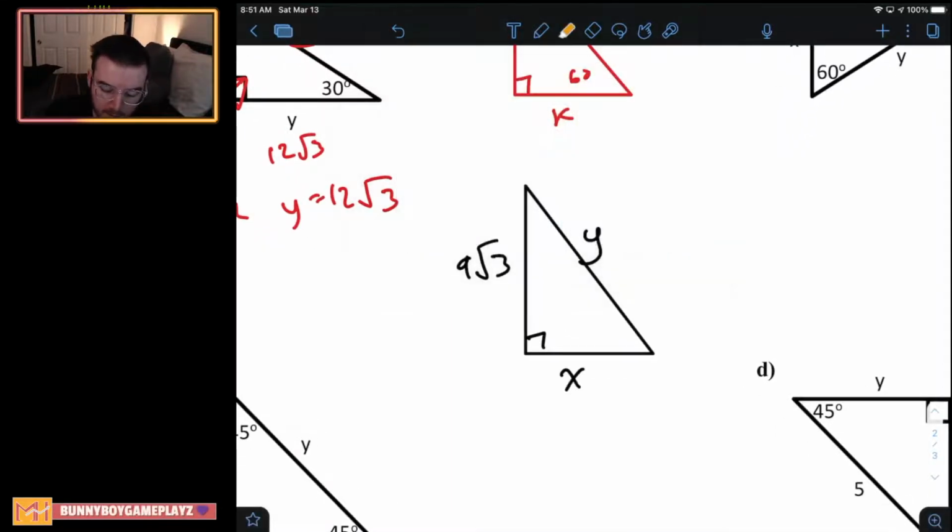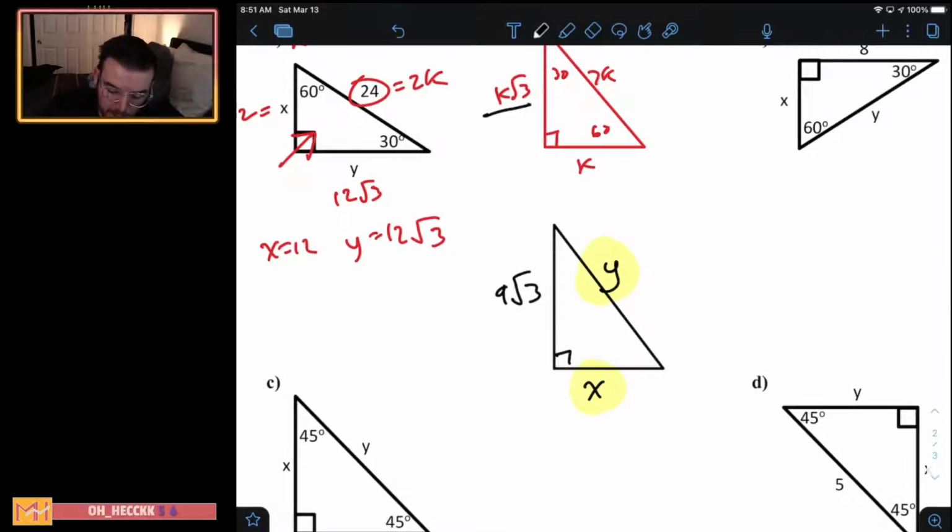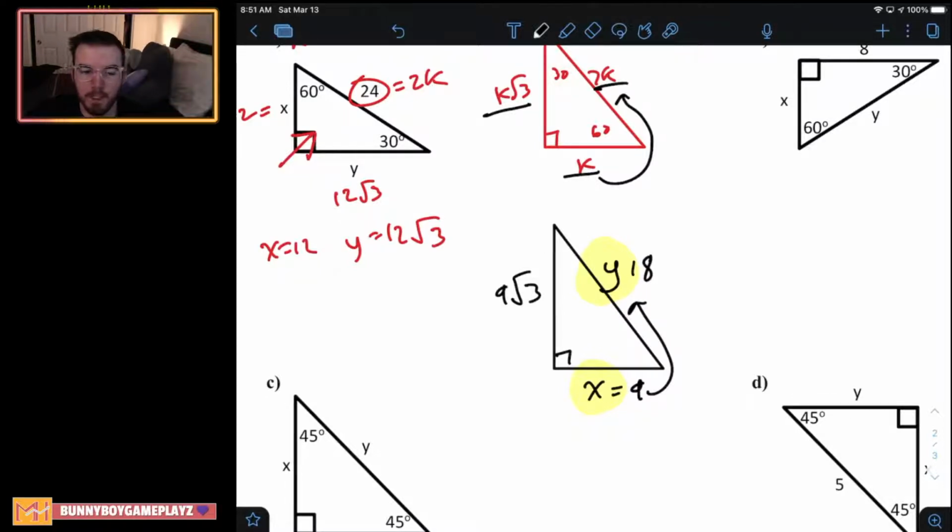So think through that for a second. It ought to come pretty quickly to you. What is x and what is y? So if it's following the pattern and this is 9 root 3, then therefore this is 9. And then you double this to get the hypotenuse. That becomes 18. It really, truly is that quick.